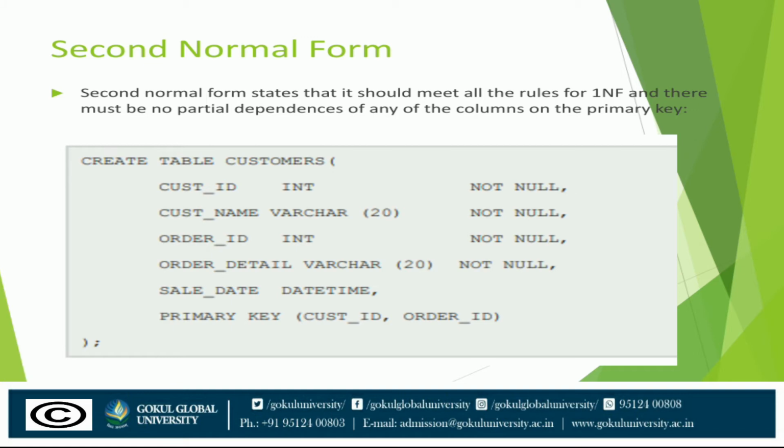See the table. This table is in first normal form in that it obeys all the rules of first normal form. In this table, the primary key consists of customer ID and order ID combined. They are unique, assuming the same customer would hardly order the same thing. However, the table is not in second normal form because there are partial dependencies of primary keys and columns.